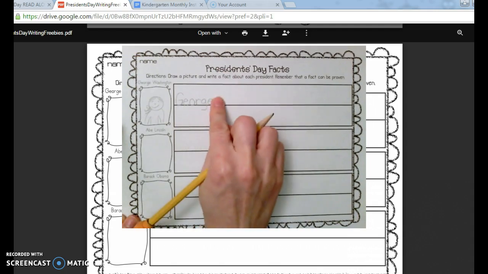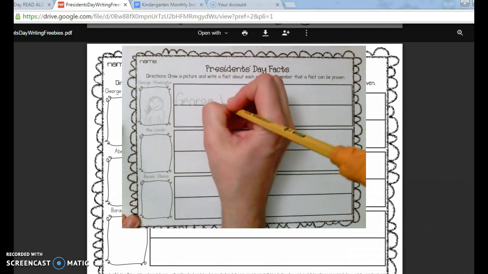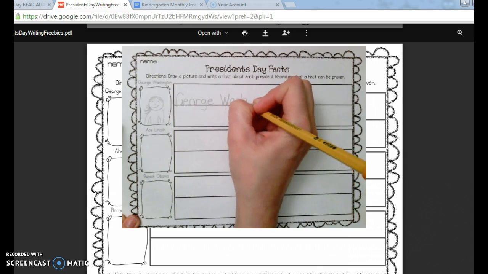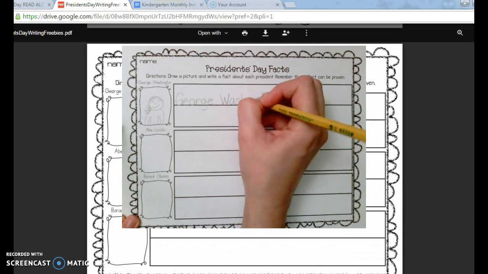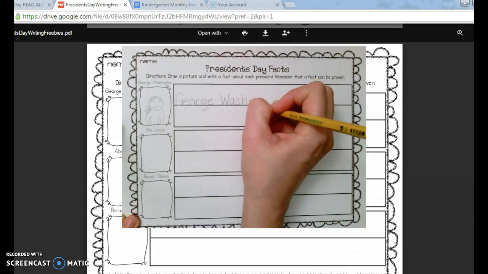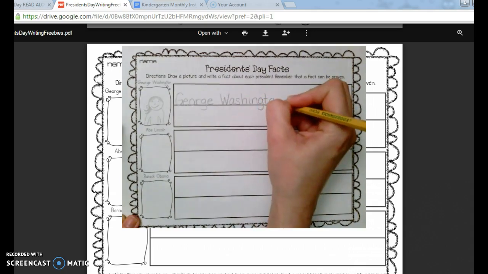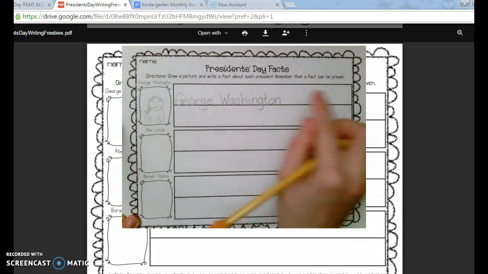Make sure there's a finger space between the words. Washington. Your student can sound this out if they would like, but it is written right here. So I'm just going to copy that if I'm not sure how to spell it. So George Washington, and then I'm writing George Washington was.